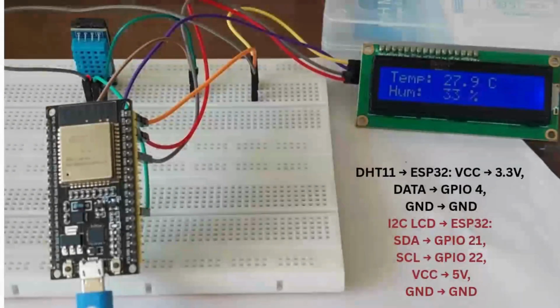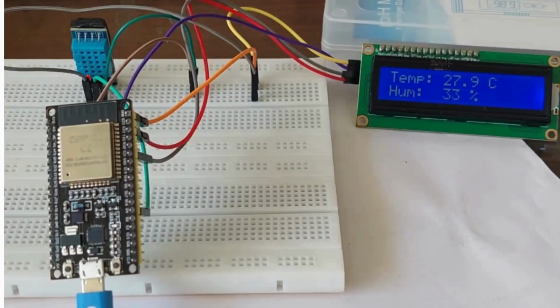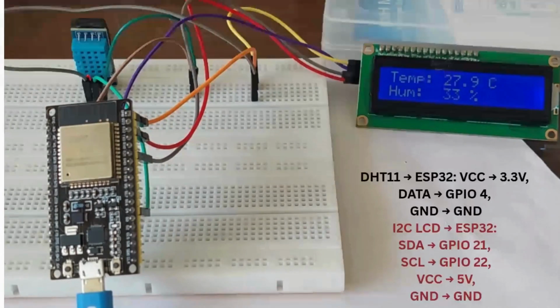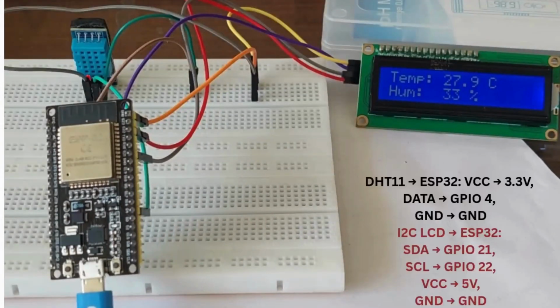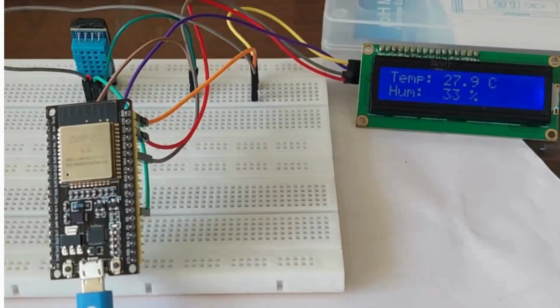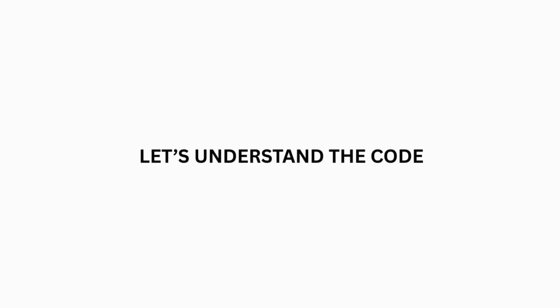Now we'll try to understand the connection. So DHT11, as we have already seen, is connected to GPIO4, and I2C LCD is connected to GPIO21 and GPIO22. So clock is connected to GPIO22. The next step after doing the connection is to understand the code.